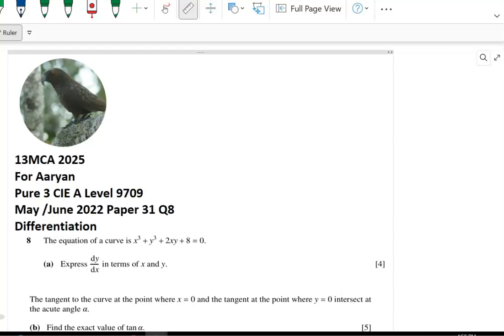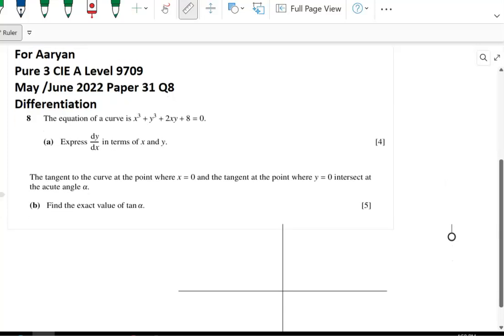Kia ora koutou. This is a really nice hard question for Aaryan from the June 2022 paper for Pure 3, and it's one that's just all about differentiation.